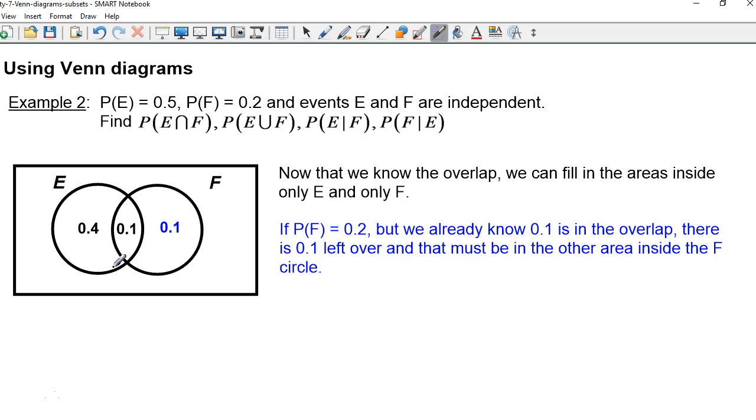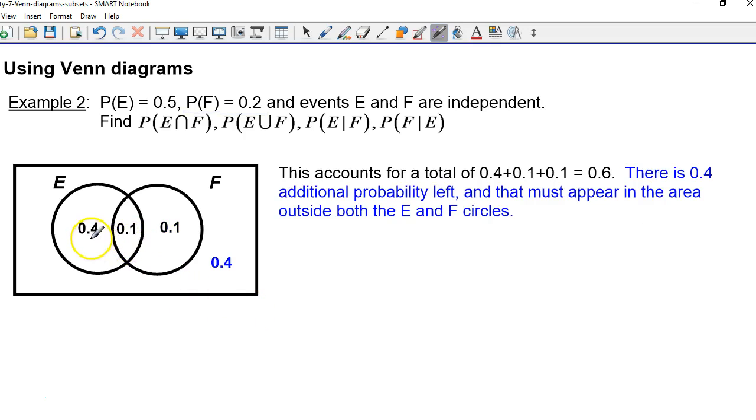And we can use the same idea with the probability of F. If the probability of F is 20% and we've already accounted for 10% of it here, then the other 10% has to be here, and we can fill it into its spot. And then we can say, okay, if we have 40, 50, 60% of the probabilities accounted for, there's only one space left for the rest of the probability, which is 40%, so it must go out here, somewhere outside of the E and the F circles.